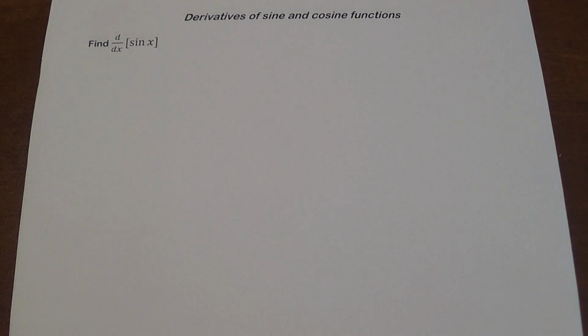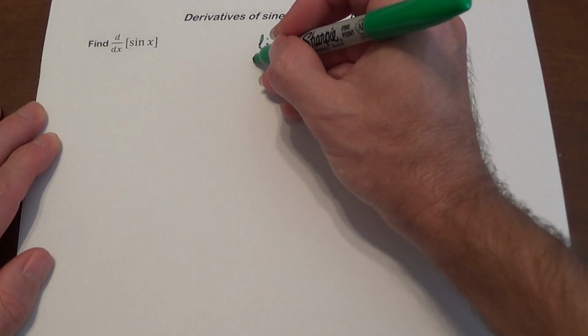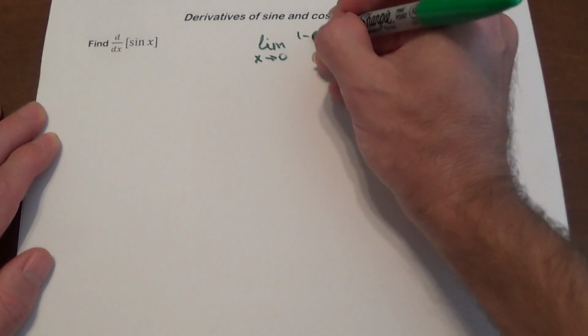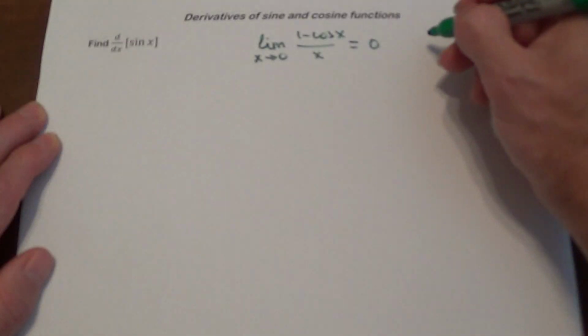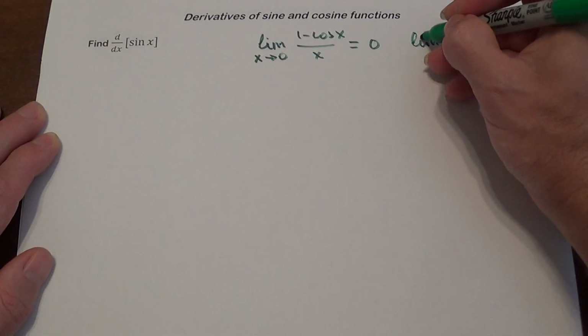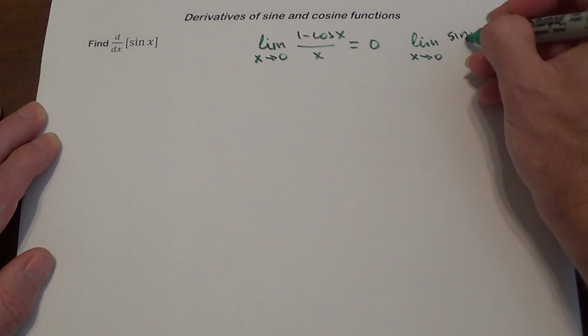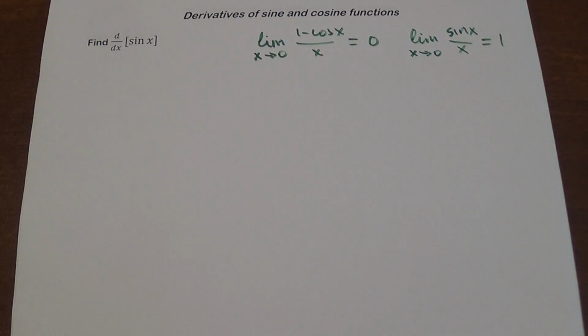Hi, this lesson is on finding derivatives of sine and cosine. Before we do that, there are two limits that you need to remember that you probably covered before. The limit as x approaches 0 of (1 minus cosine x) divided by x is 0. And another limit: the limit as x approaches 0 of sine x divided by x is 1. These two limits will come into play when we do this.